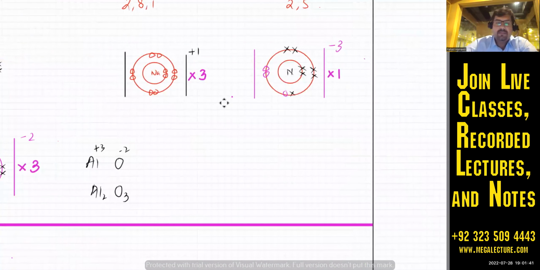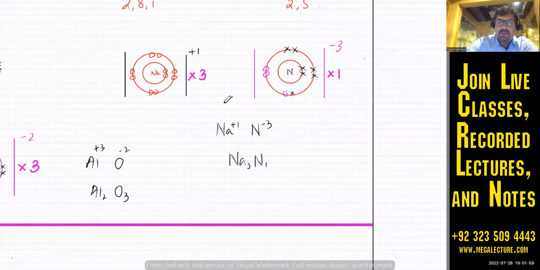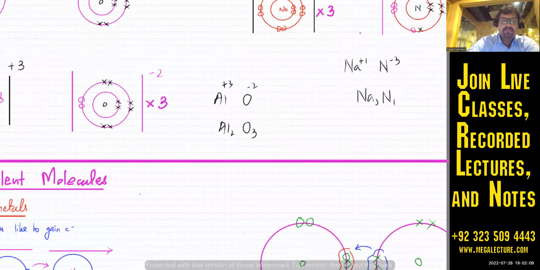This one is the same. Na and N. Na is group 1, so that's +1. N is group 5. What is the charge of group 5? That's -3. So do the crisscross. Na will become 3, so there would be 3 Nas and just 1 N. So there would be 3 sodiums and just one nitrogen. And that's your crisscross. Okay?